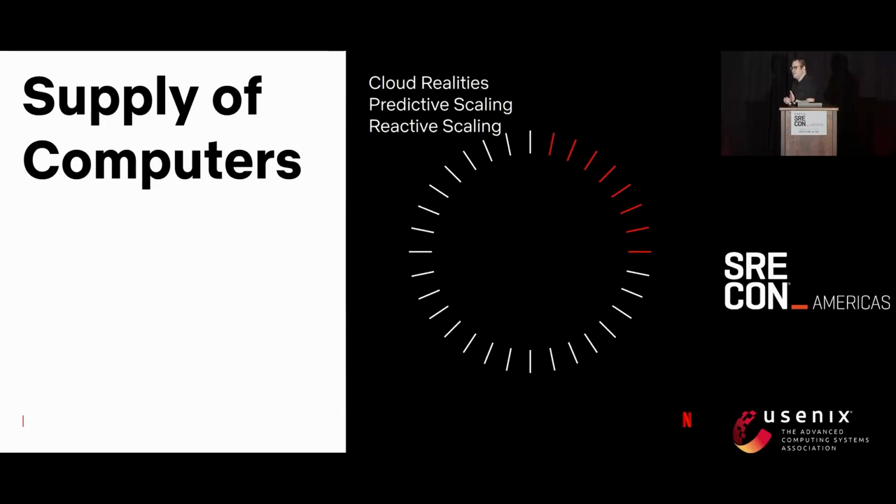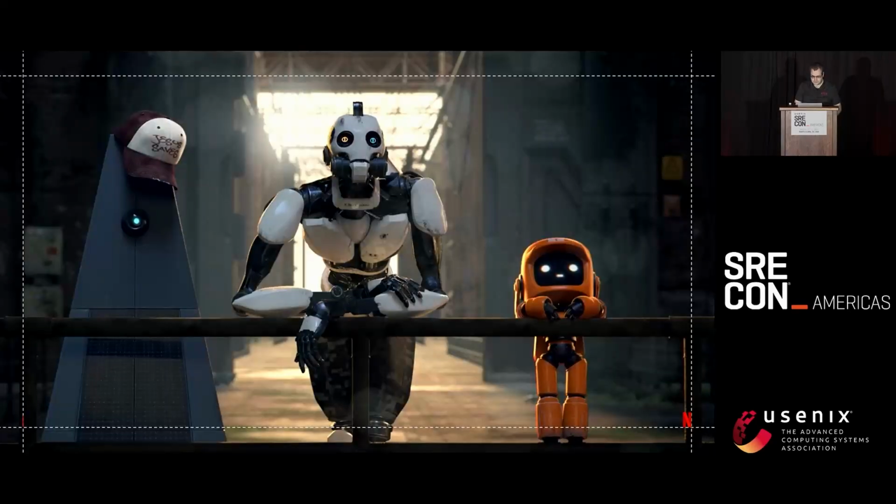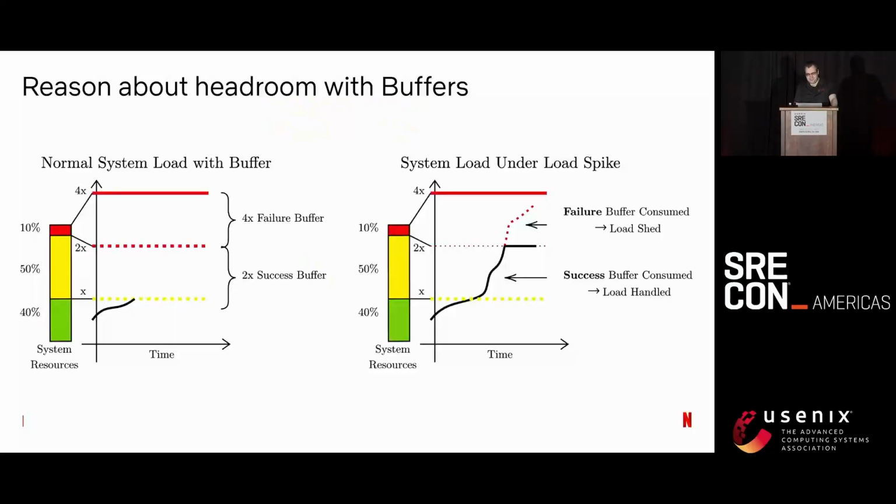All right, so it's not enough though just to manage the demand of traffic. We also have to manage the supply of computers. And this has 3 main components. First, we're going to deal with a couple cloud realities, and then we'll talk about how we do predictive and reactive scaling. And I like to joke that this is essentially making computers do hard stuff, because humans are not the best at managing scaling policies. Computers are much better at it, and we'll see how.